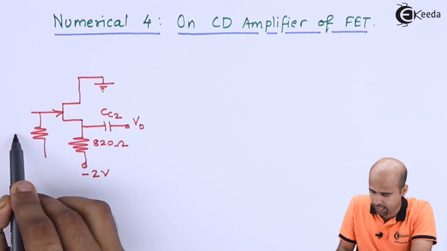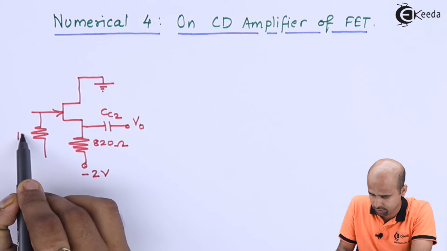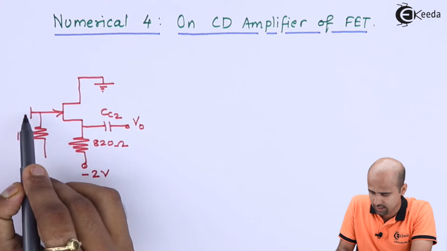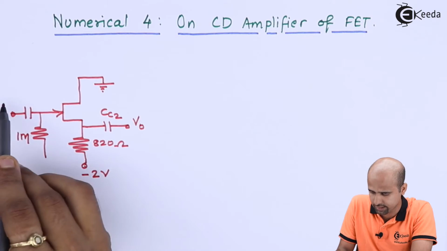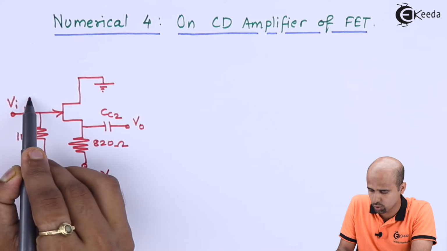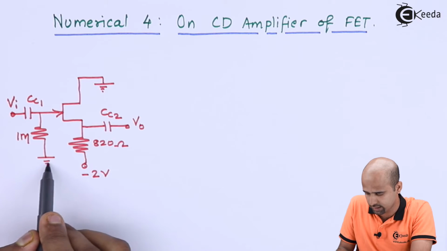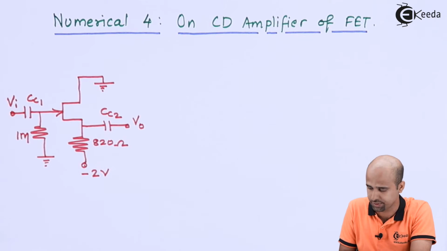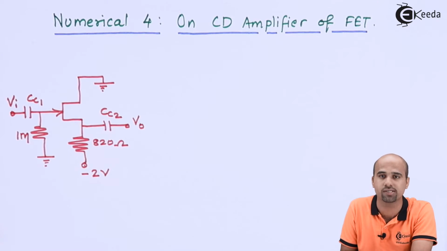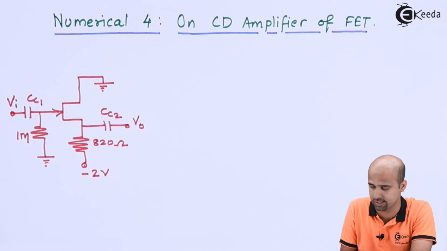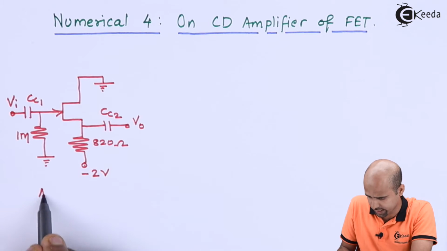This is a very high input impedance. Input side is connected to the gate side through coupling capacitor CC1, and this is connected to ground, that is the gate resistor. So this is how your circuit for the CD amplifier numerical of AC analysis looks. This is just a circuit diagram.